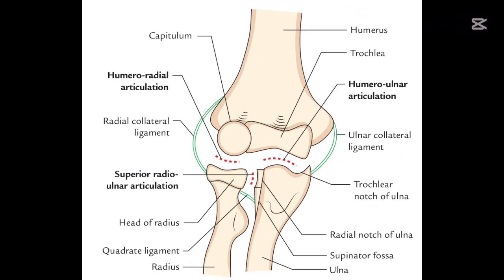You should know that the head of the radius bone articulates with the capitulum of the humerus to form the humeroradial articulation. Again, in the lower end of the humerus is the capitulum, and above the capitulum is the radial fossa. That capitulum articulates with the head of the radius. In that place you can also see the annular ligament, which is located in that direction.